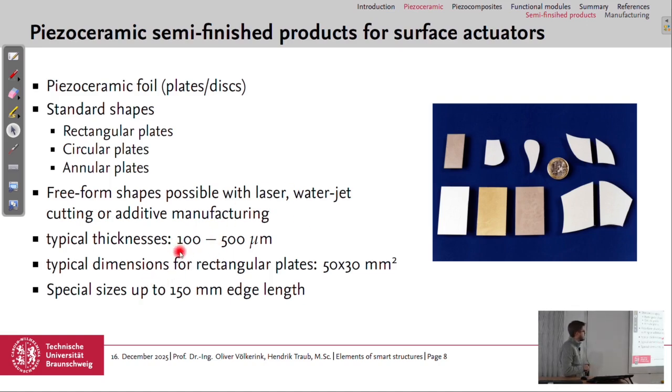Typical thicknesses are between 100 and 500 micrometers, so between 0.1 and 0.5 millimeters, which is also in the range of a single ply of a composite material. Typical dimensions for rectangular plates like these are 50 by 30 millimeters, but there are also special sizes up to 100 by 50 millimeters edge length. And 50 by 30 is also roughly the size of this transducer, which is applied on the CFRP beam.